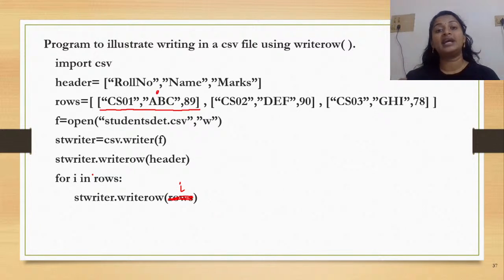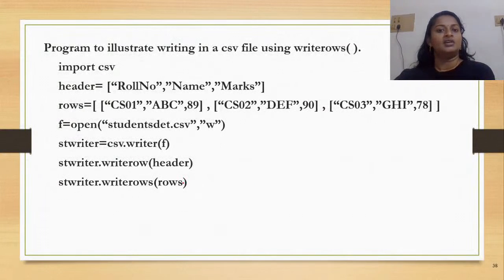Now, if you had to write all the rows in one go, what would you be doing? You needn't use a loop here. Just avoid this particular loop, and then stWriter.writerows of rows. Instead of i, you would be writing here rows as the argument. So in one go, you can have the multiple rows written together. Fine. So see here, since the header has to be written independently, we write it using the method writerow, and then writerows: stWriter.writerows of rows.